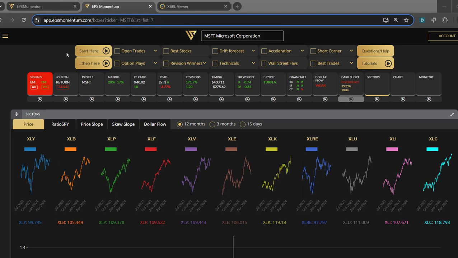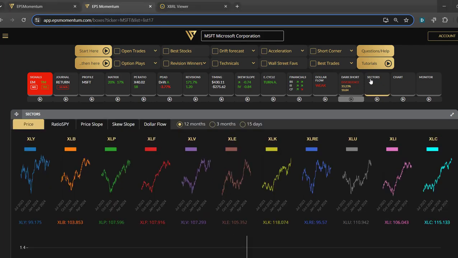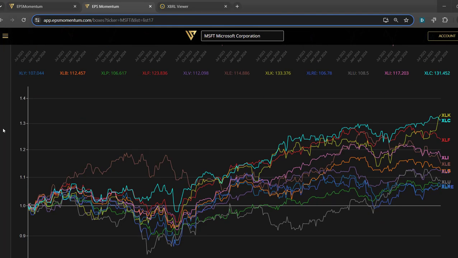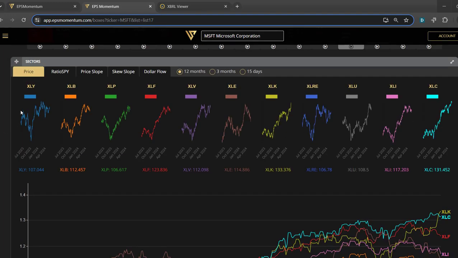We are going to talk about the sector widget on EPSMomentum. This widget is here. You can just click on this icon and it brings up a big widget with a chart and 11 charts of the SPDR ETFs for various industries, from energy to technology to financials to healthcare, real estate, and so on.